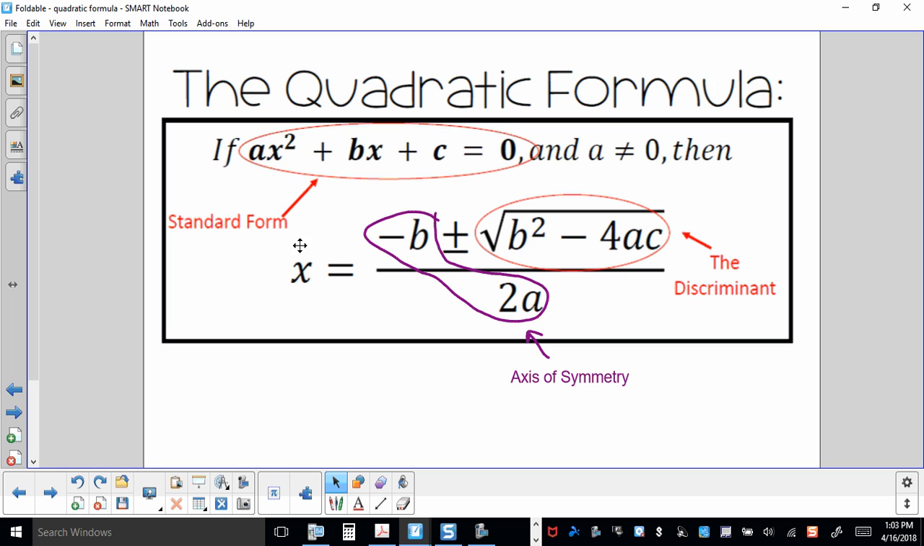So we're familiar with standard form. We've been using that, ax squared plus bx plus c, and we're also familiar with the quadratic formula. If we look carefully here, we have minus b over 2a, and that was the formula we used to calculate the axis of symmetry when we were graphing quadratic equations. B squared minus 4ac, the number under the radical, is the discriminant.